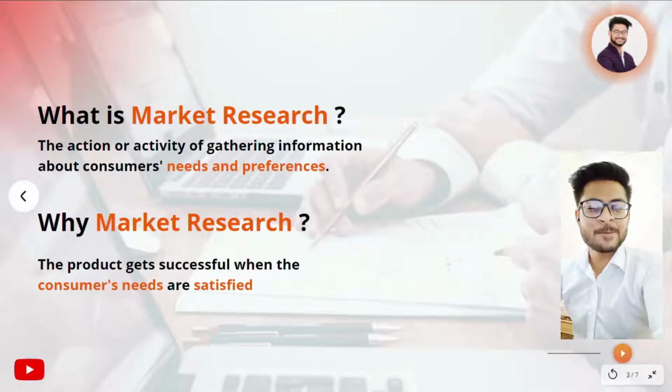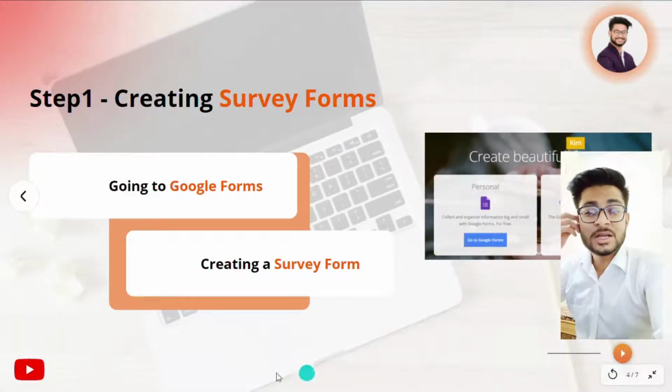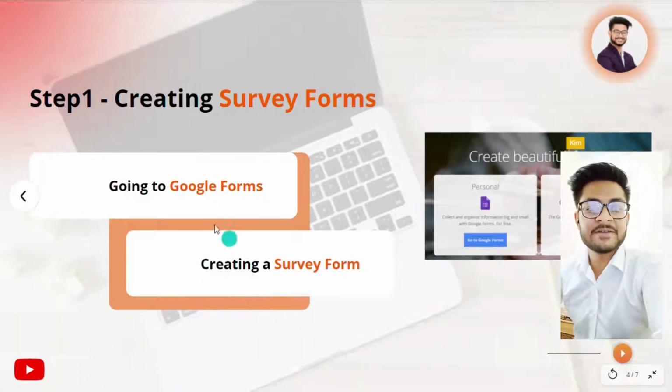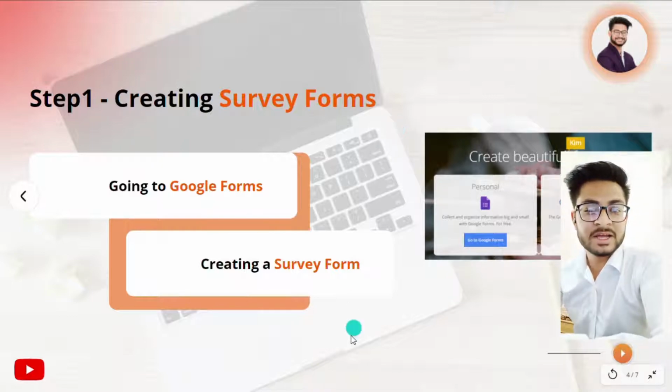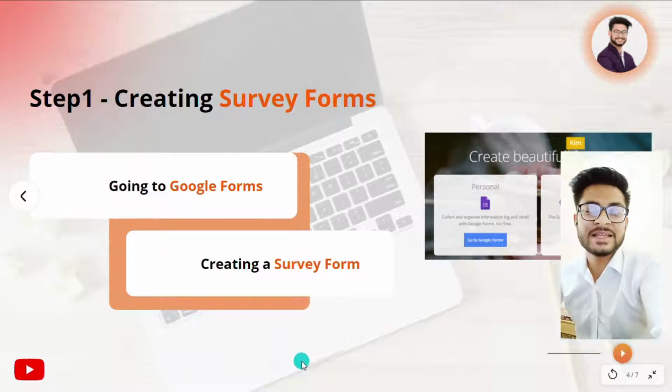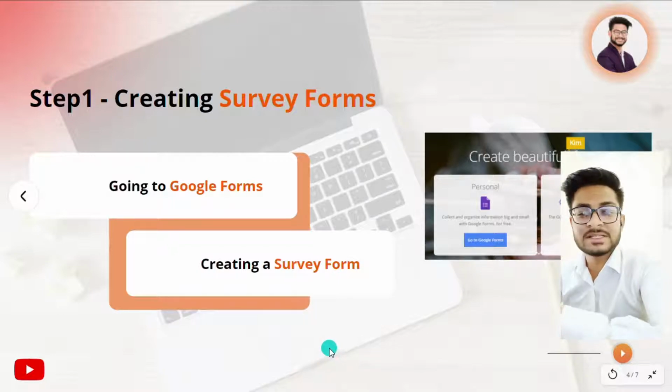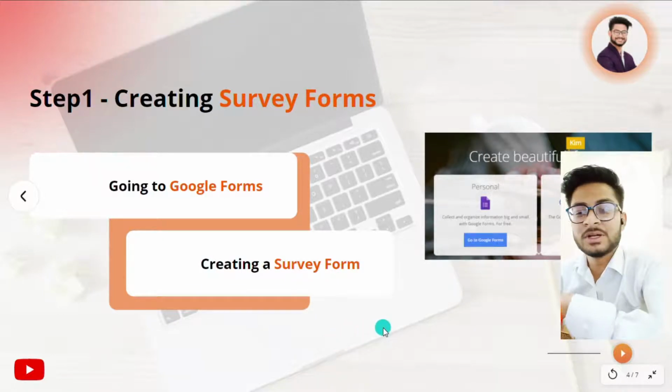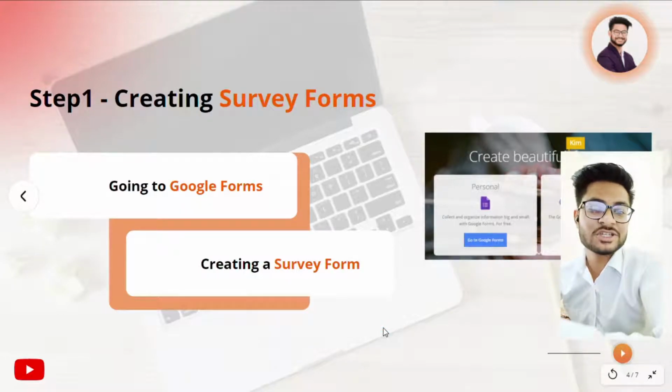Now, step one of doing so is you have to create a survey form using Google Form. There you can create certain questions related to the product so that you can get answers from your customers and your audience. Now your feedback form is ready. Now you need to find the places from where you can share it.